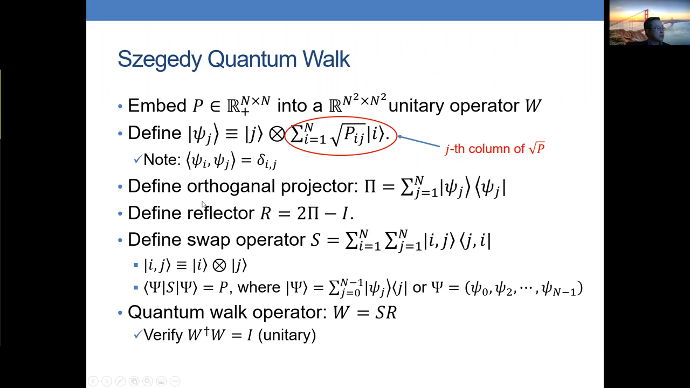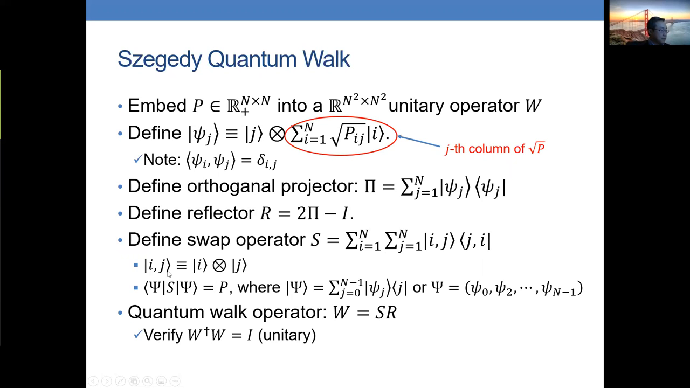Then, taking this psi_j, you can define a rank n orthogonal projector Pi in an n squared by n squared space. With that projector, you can define a reflector, which is 2 times Pi minus I. And then you define what's called a swap operator. Since you now have 2 registers, one for this elementary basis and one for the column of P, you can swap the elements of these 2 registers. That basically defines a swap operator.